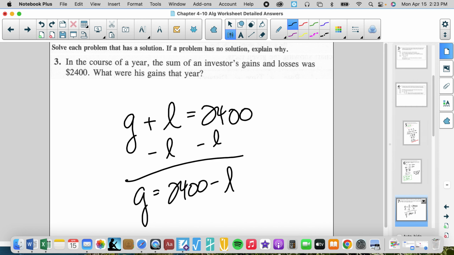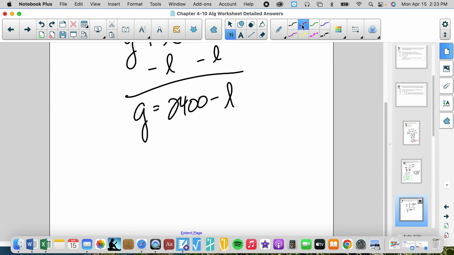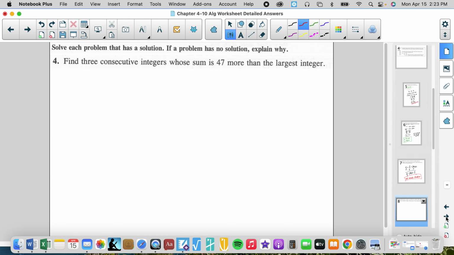But what were his gains? We don't have enough information. So we can't find it because there's not enough information. We know nothing about the relationship between the gains and the losses. Maybe if they were double, etc., we could be able to find it, but there's just not enough.